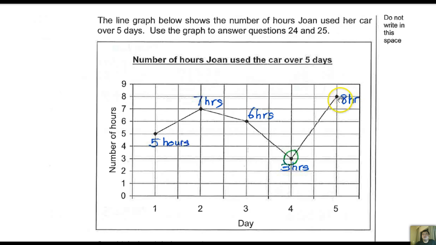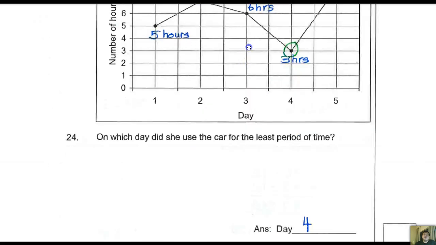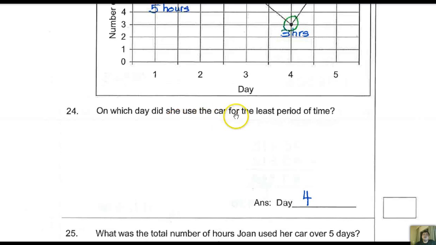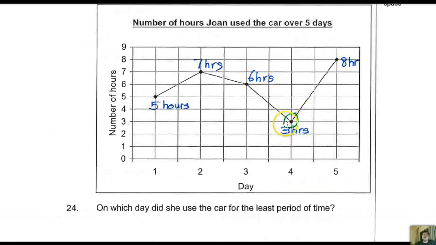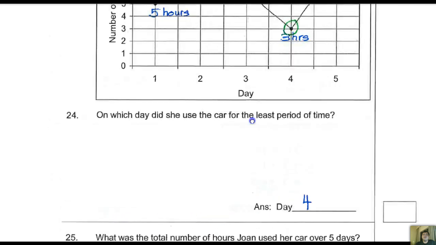Please remember that you must get this figure over here, the labeling over here, accurate, very accurate, right? If it's wrong, most probably you get some of the calculations wrong. Let's get on. On which day did she use the car least period of time? Least means the lowest. The lowest is 3. Okay, do not put 3 hours, but put day 4. Day 4 she uses, right? Because the question says on which day.